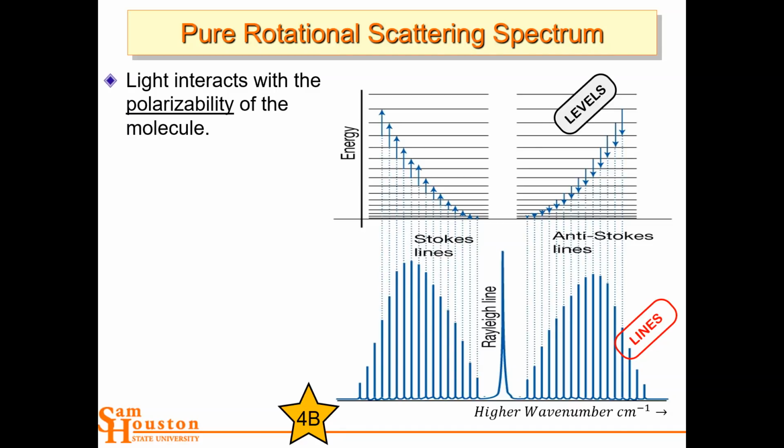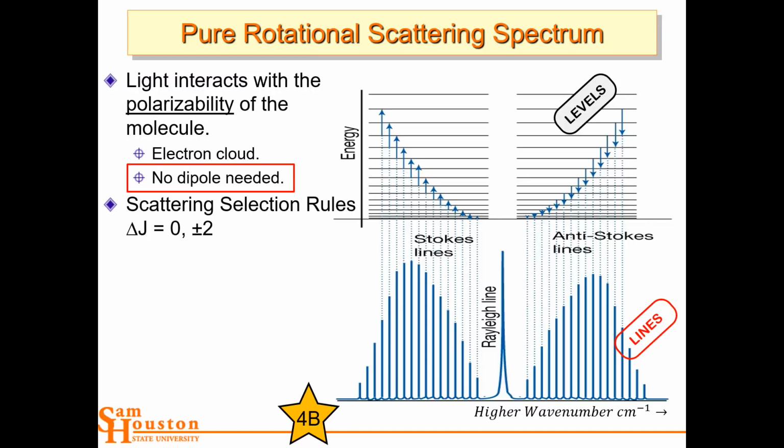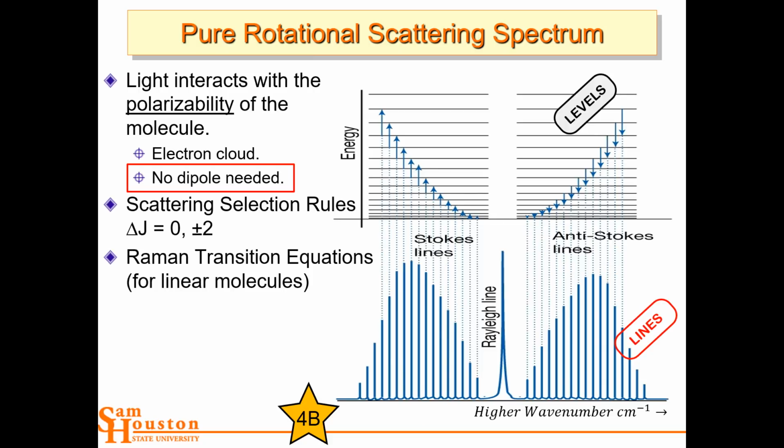So light interacts with the polarizability of the molecule, which is the electron cloud, so no dipole is needed. So we could have a pure Raman or scattering spectrum of nitrogen or oxygen, but we're not going to have a pure absorption or emission spectrum in the rotational region for nitrogen and oxygen. Okay. So the scattering selection rules are 0 and plus or minus 2. These are for Raman transitions, and these are transition equations.